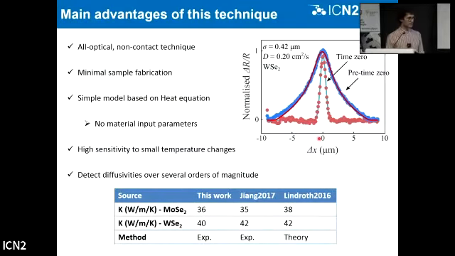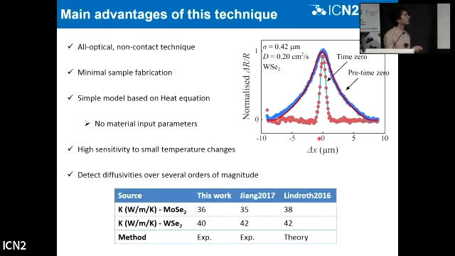So this brings me to the main advantages of this technique. It's an all-optical non-contact technique with minimal sample fabrication. It has a simple model based on the heat equation, but importantly, this has no material input parameters like thickness or absorption. It's highly sensitive to small temperature changes and can detect diffusivities over several orders of magnitude.